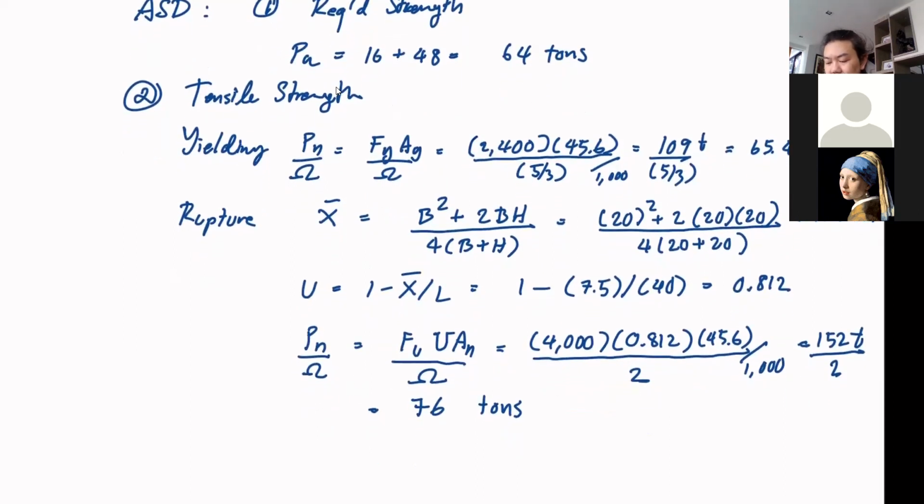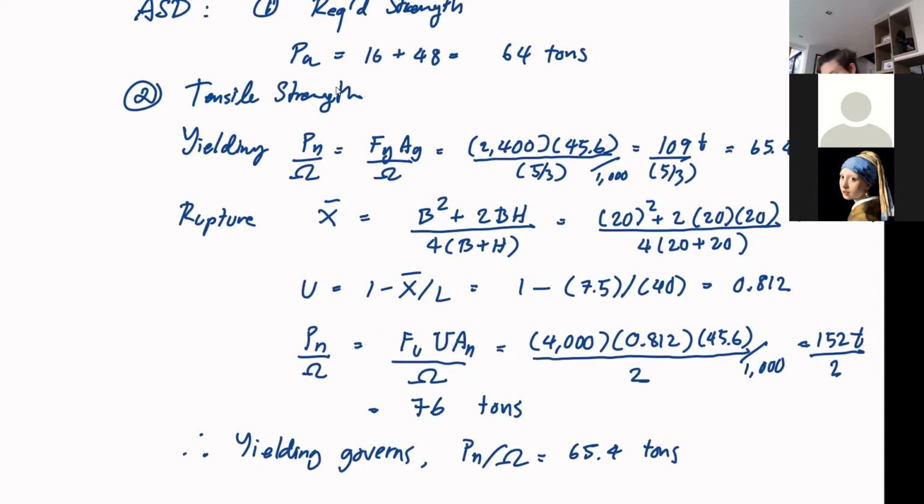So you may want to add more information in your summary saying that the yielding governs and the P nominal over factor of safety is 65.4 tons, okay? That's our final design. All right, is there any question?